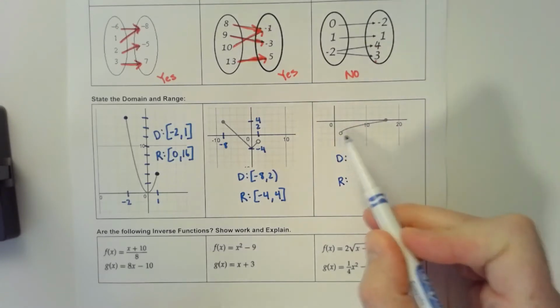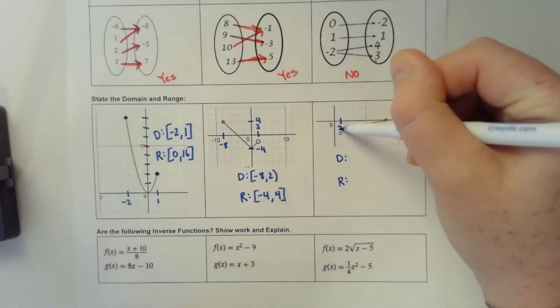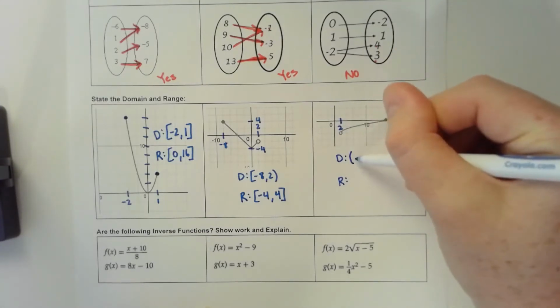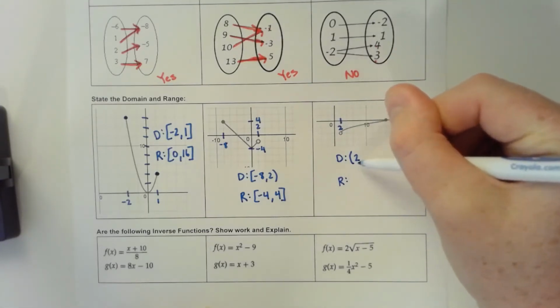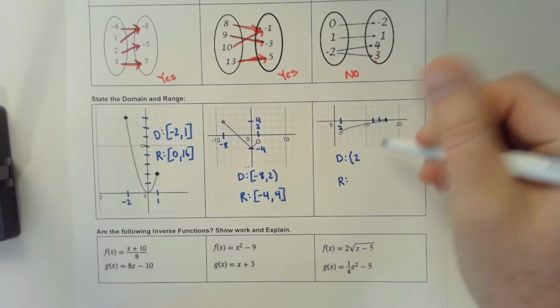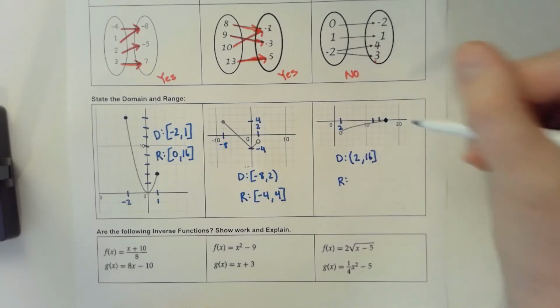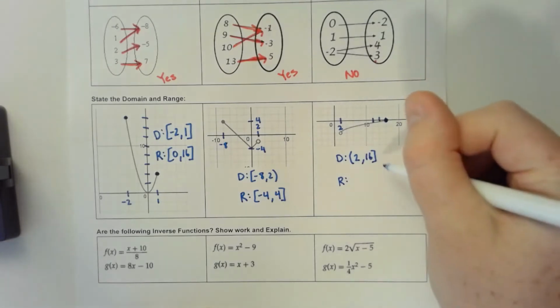So from the left to the right, it looks like each box is worth 2 again. So it goes from 2, but it's not equal to 2. So we put a parentheses. Then it goes to, let's see, 12, 14, up to 16. And it does equal 16 because that was a solid dot. So we put a bracket.